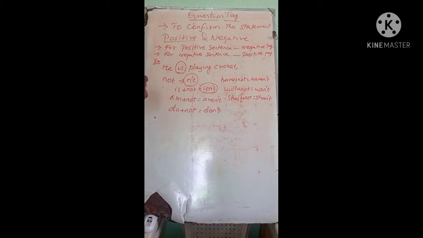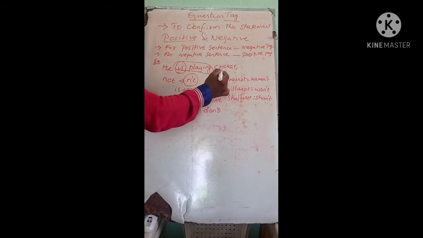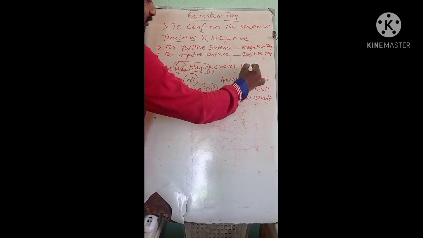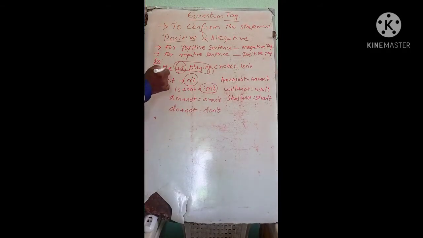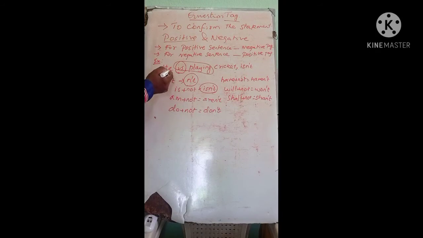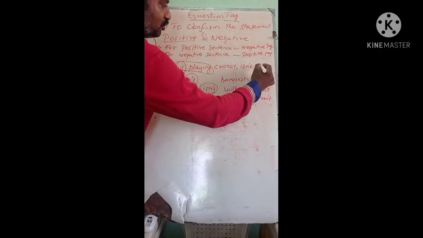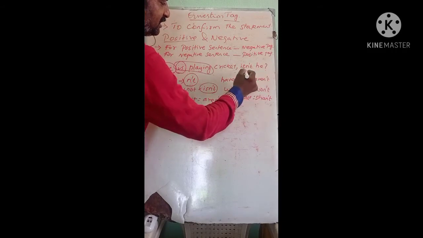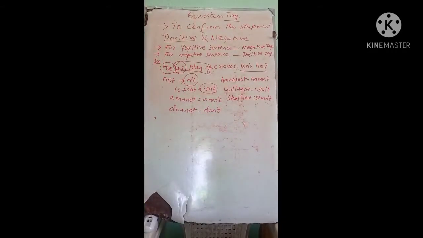So in this sentence, "He is playing cricket", it is a positive statement, so we have to write a negative tag. Is plus not, isn't. The next thing, we have to write the pronoun. What is the subject here? He. The subject is already a pronoun. So, isn't he. That's the answer. Clear? See the next one.